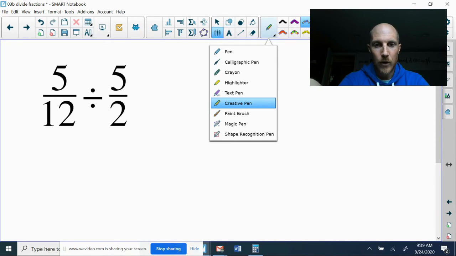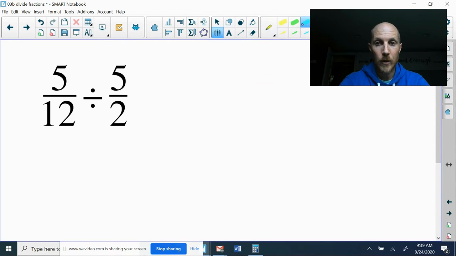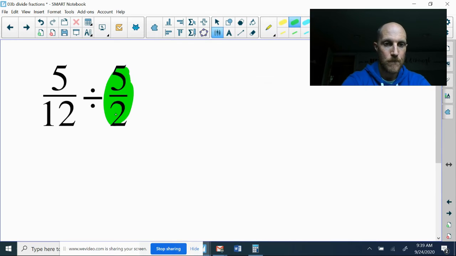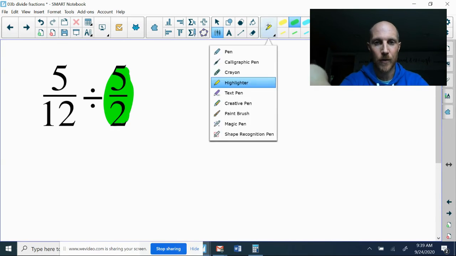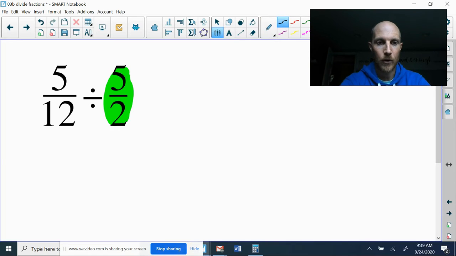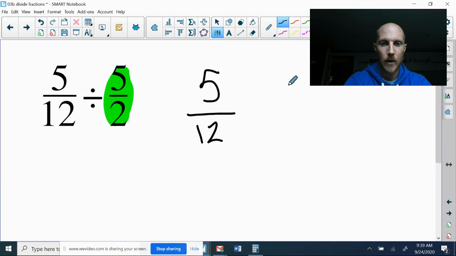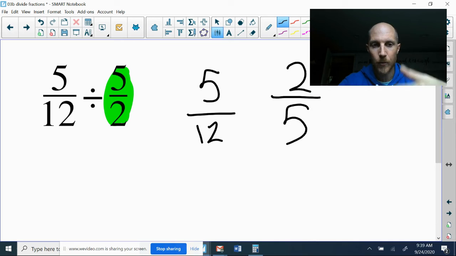All right, so I need to start by flipping that second fraction. Okay, so this problem, I'm going to rewrite it. It's going to be 5/12. And the second fraction is going to be 2 on the top, 5 on the bottom. So I switch places. And now this will be a multiplication problem. Okay, so I've rewritten the division as multiplication.